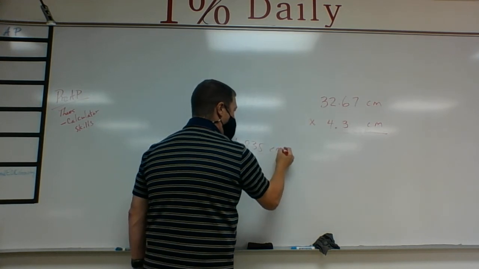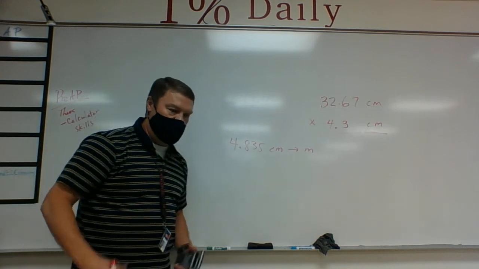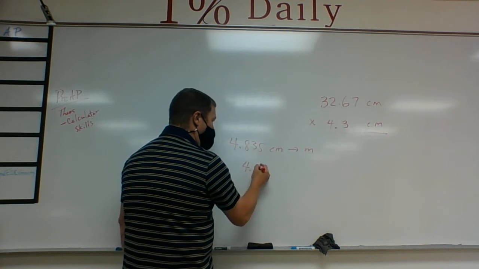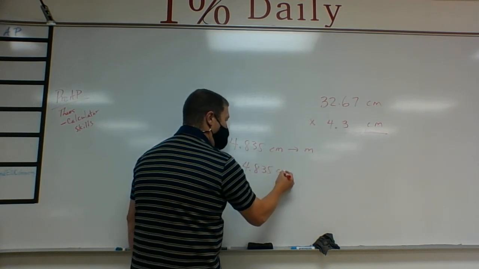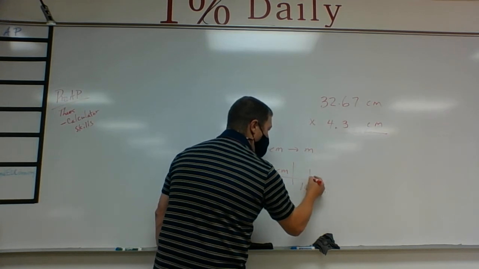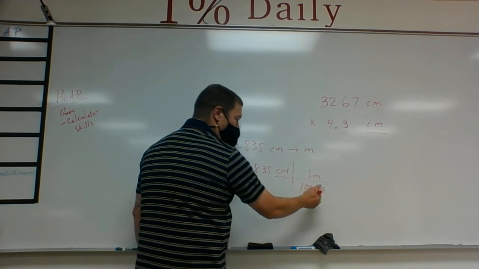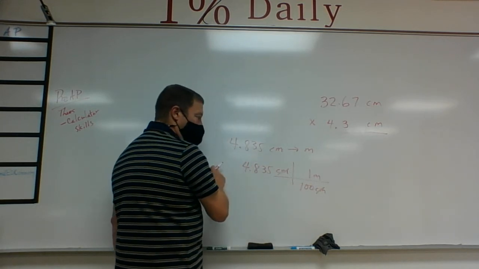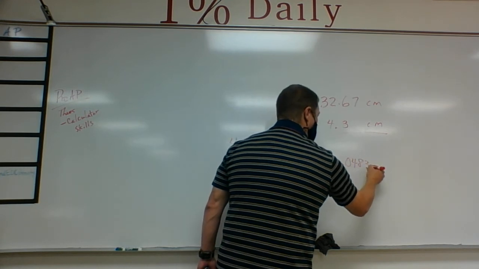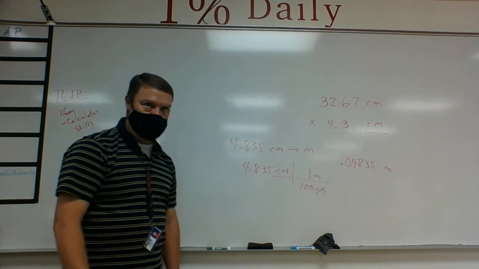4.835 centimeters to meters. Okay, but Mr. Kelly, how do I do railroad tracks and get the right answer? Watch this. It's easy. So if I'm setting my railroad tracks up, 4.835 centimeters railroad track. 100 centimeters is 1 meter. Got it. So I take my calculator, when I divide by 100, the decimal backs up 2 spots, right? 0.04835 meters.